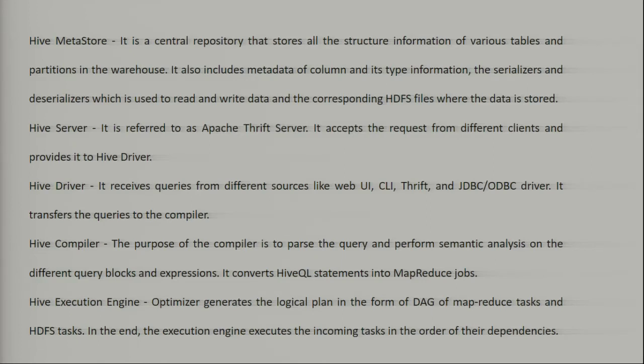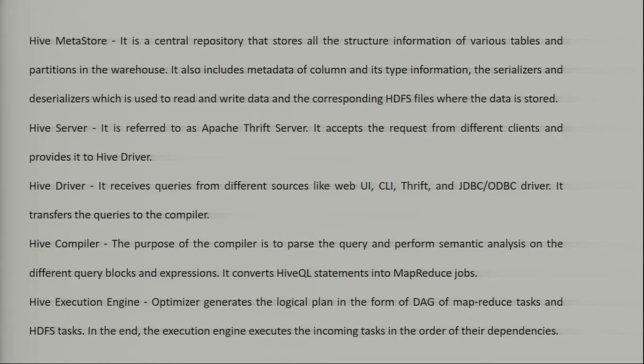So a metastore is basically a central repository, as the term goes. It is a central repository that stores all the structure information of various tables and partitions in the warehouse. It also includes metadata of columns and their type information, the serializers and deserializers, which are used to read and write data, and the corresponding HDFS files where the data is stored.